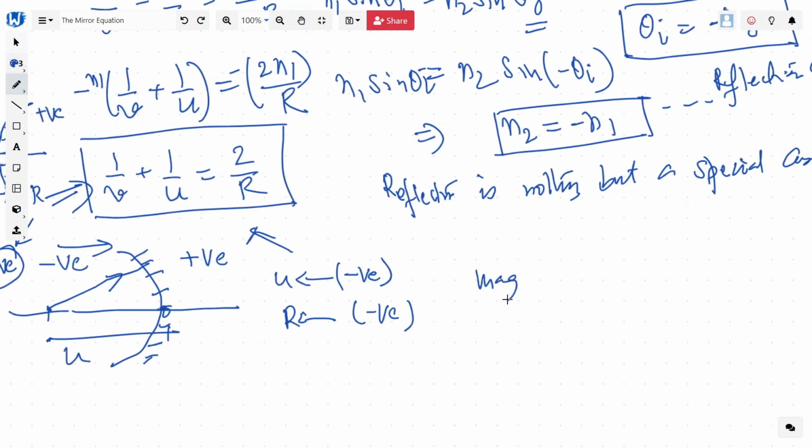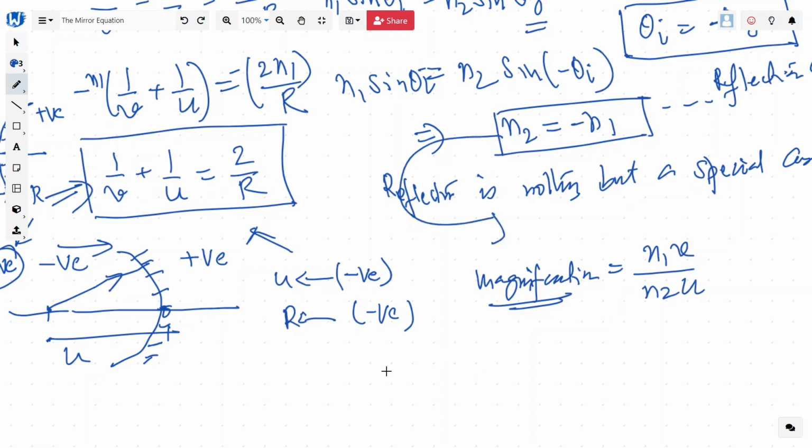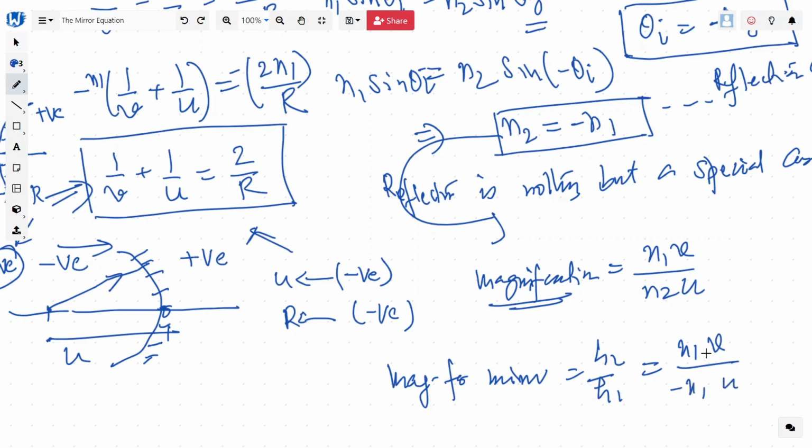So magnification was n1 v by n2 u, right? Now let's put this one here again. So the magnification for the mirrors will be h2 by h1, and that is going to be equal to, let's put n2 is equal to minus n1, right? So n1 v by minus n1 u, this will cut, and basically it will be minus v by u.